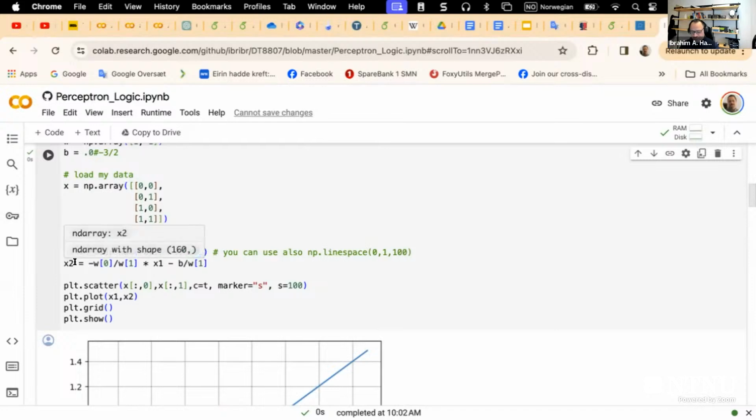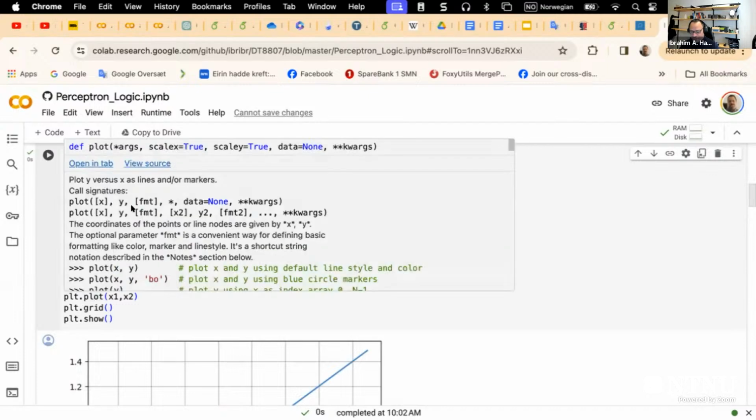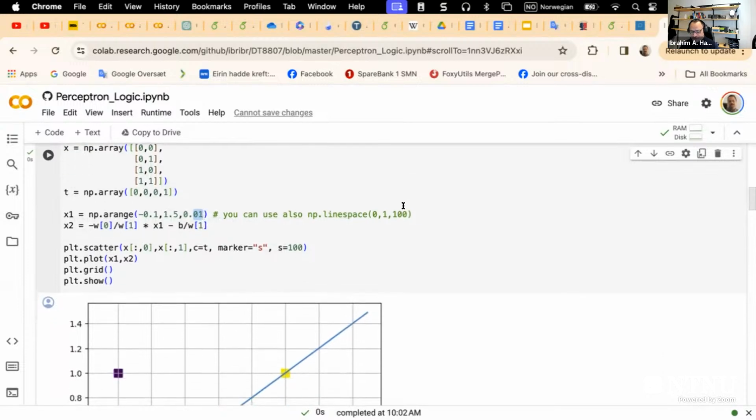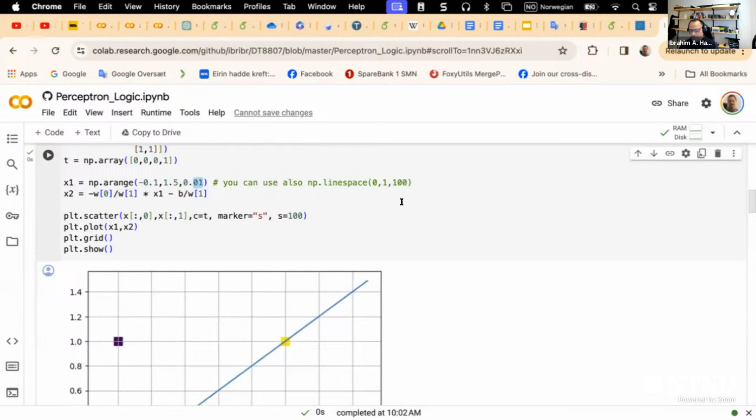And for x2, I will get x2 from the equation. The equation was net equals omega 1 x1 plus omega 2 x2 plus b equals 0. So if you have the x1 value, you can get x2 values. So x2 will be minus omega 1 divided by omega 2 multiplied by x1, minus bias divided by omega 2. So just find values for x2, and after that, you can just plot x1 against x2 to plot your decision line.